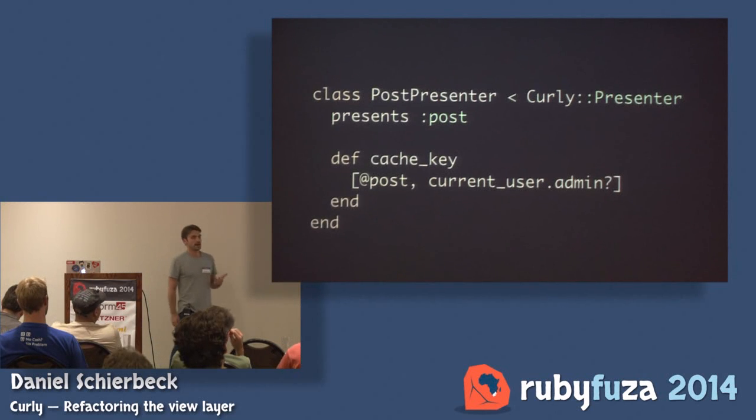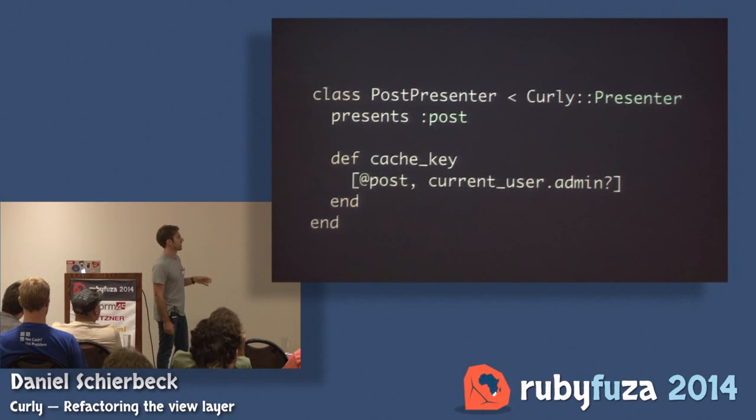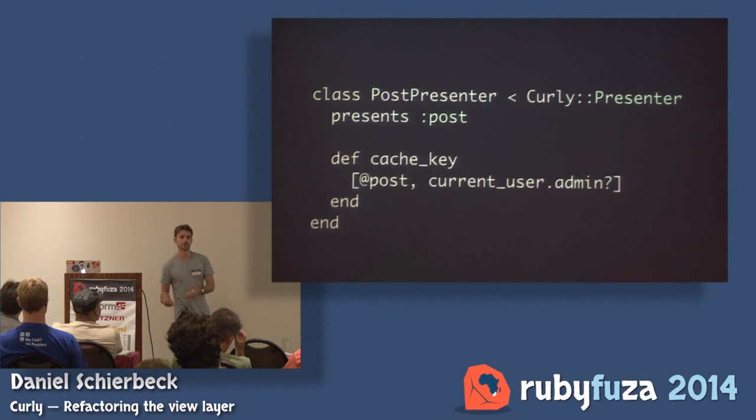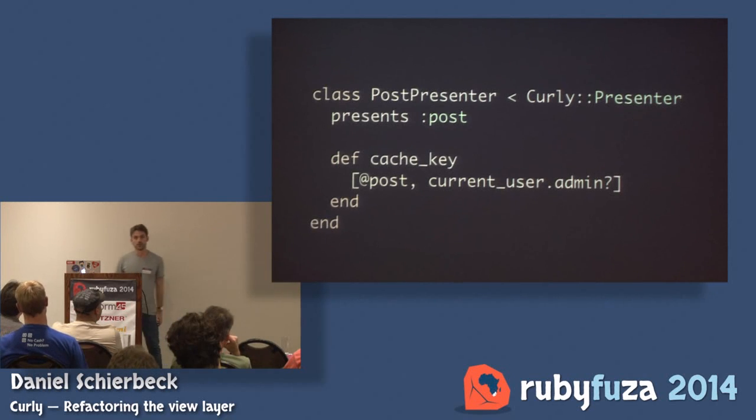You can just define the cache key method in Curly, and Curly knows that it's a special method, and before rendering a view, it'll call it. And if you return something that's not null, it'll look in the cache based on that cache key. If it's not there, it'll render the view, store it in the cache. So this is extremely simple caching.